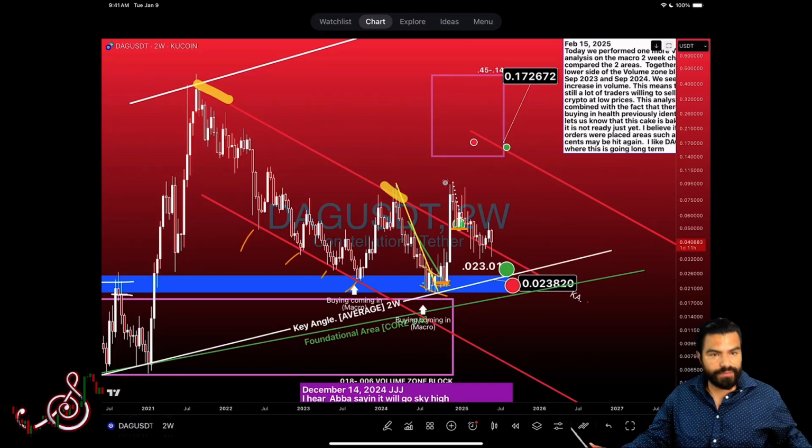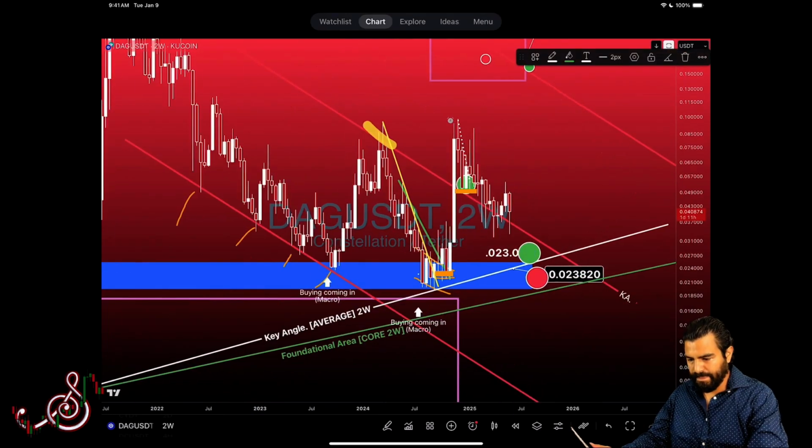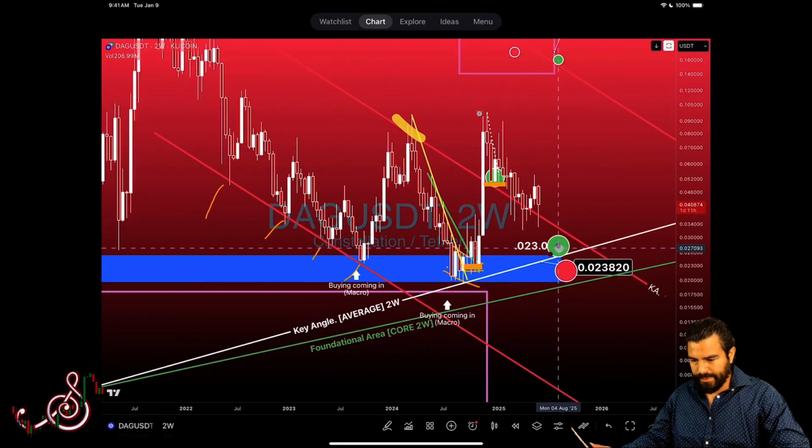Yes. Can you move over the green circle slightly so that I could see the price? Oops, sorry.